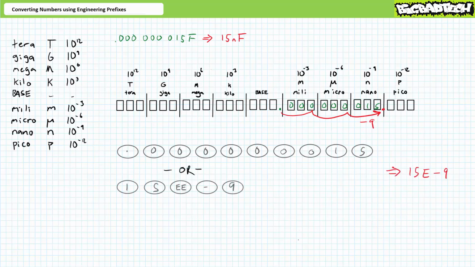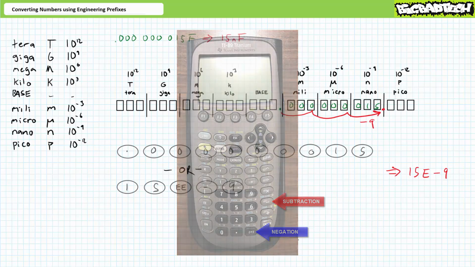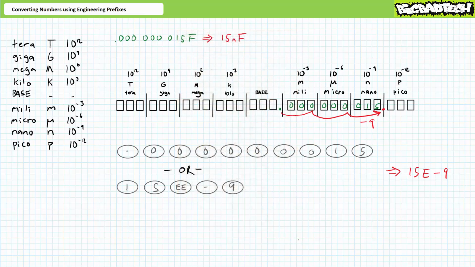Option 2, the easy way. Type the coefficient, in this case 15, press EE, then tell the calculator to which power of 10 you wish to raise it to, in this case, negative 9. Note that the negation key at the bottom is different than the subtraction operation key on the right-hand side. To negate a number, simply press the negative sign and the number of interest. Either method yields 15E negative 9, or 15 times 10 to the negative 9th, or 15 times a billionth, or 0.000000015, more appropriately expressed as 15 nanofarads in proper engineering format.